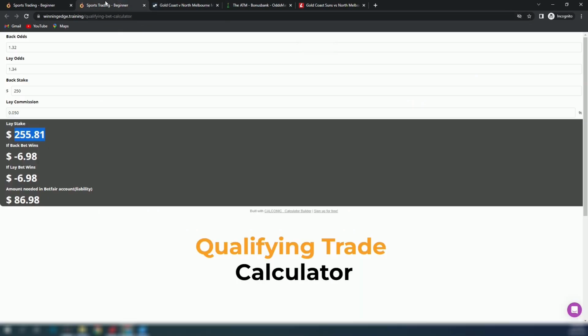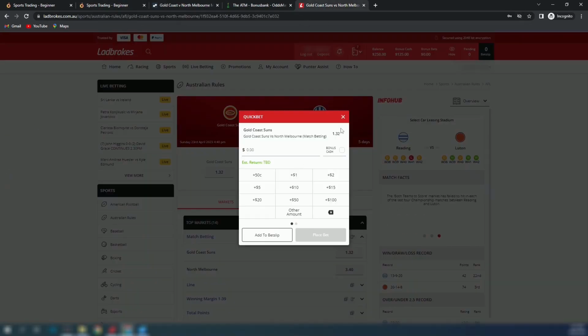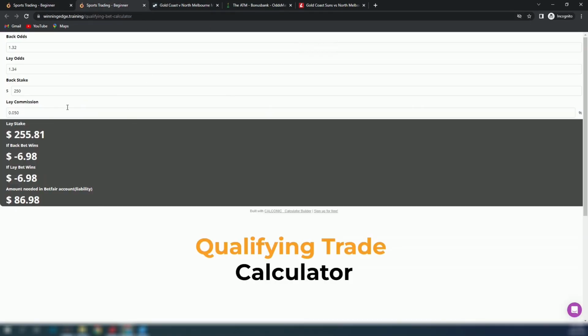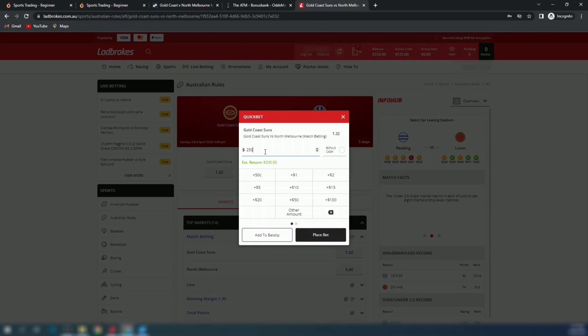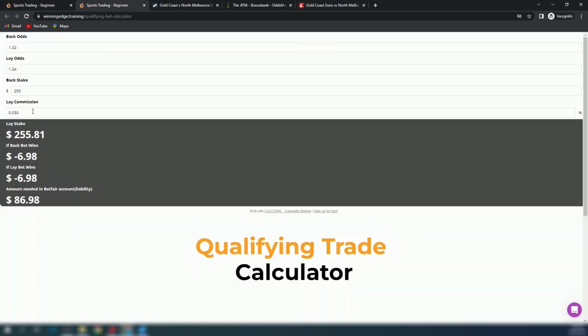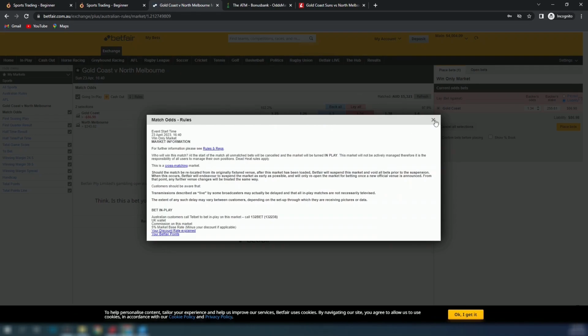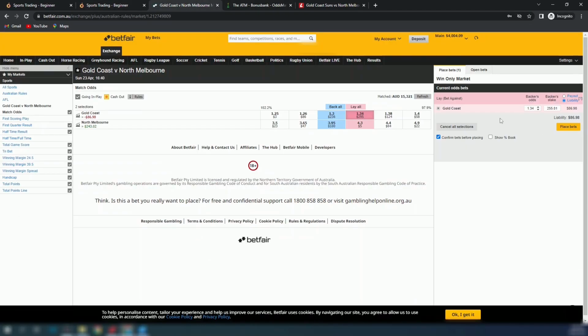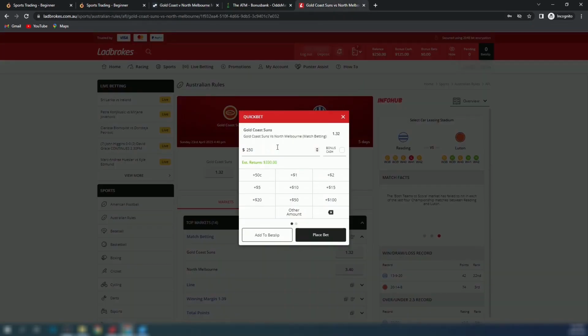So with that in, we'll make sure that we check everything on the calculator. Check our back odds, lay odds, back stake, lay commission, lay stake, and liability. Make sure that we enter our back stake there. And then lastly, we'll check our liquidity, which is at 295, which is exactly the same as what we had originally on the ATM. So with that all checked, we can go ahead and start placing our bets.